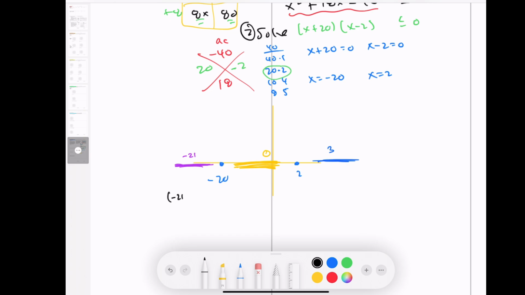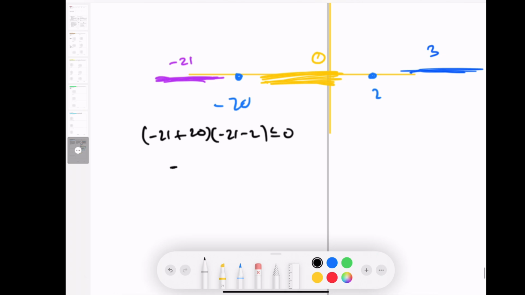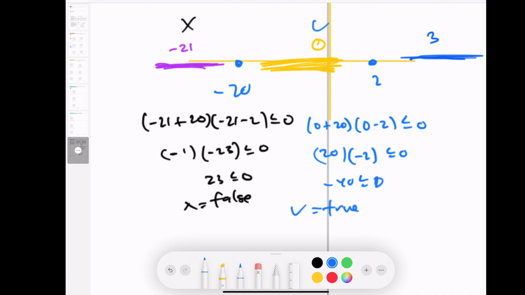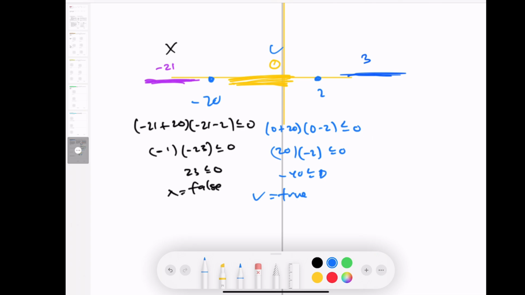so if you put in negative 21 into the original problem, for purple, negative, you get positive, so that is false. So not this area. Okay, let's do the middle area. 0. So you're going to get 20 times negative 2, negative 40, and that is true. So it's going to be in that in between. And let's go to the last one, 3. So 23 is smaller than 0. That is false.